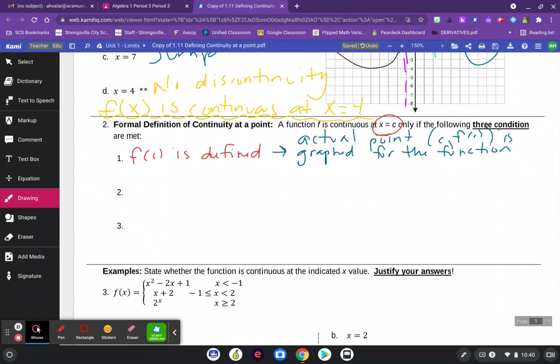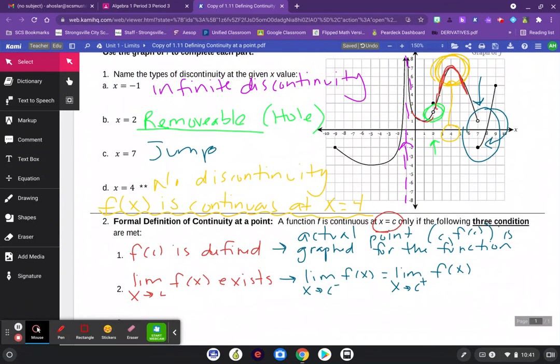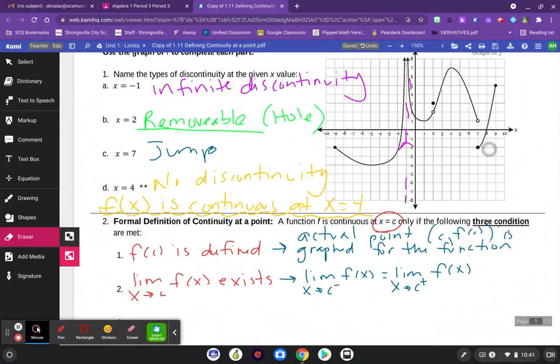The next condition is that the limit as x approaches c for my function has to exist. And remember that in order for a limit to exist, the limit as x approaches c from the left side of my function has to equal the limit as x approaches c for the right side of my function. I'm going to come back up here to my picture and delete some of this here.